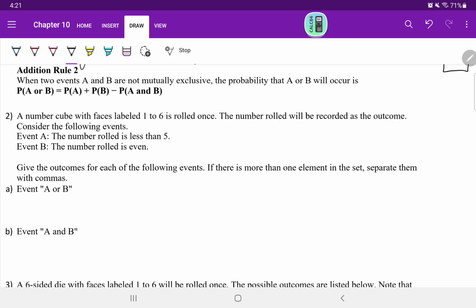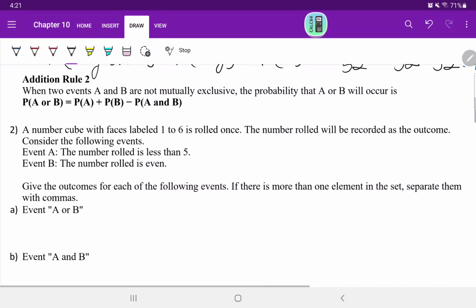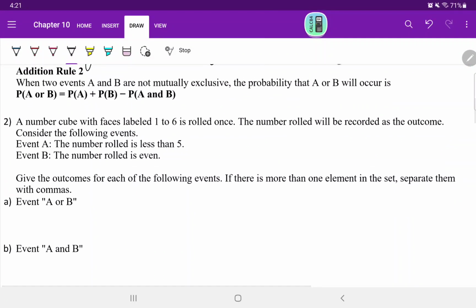When two events, A and B, are not mutually exclusive, the probability that A or B will occur is the following. The probability of A or B equals the probability of A plus the probability of B minus the probability of A and B.